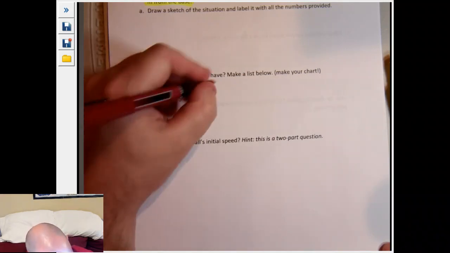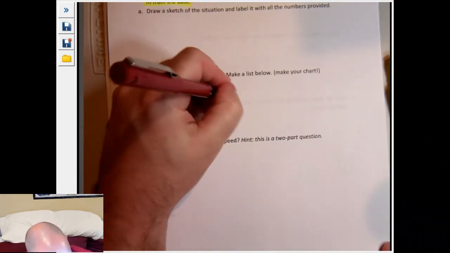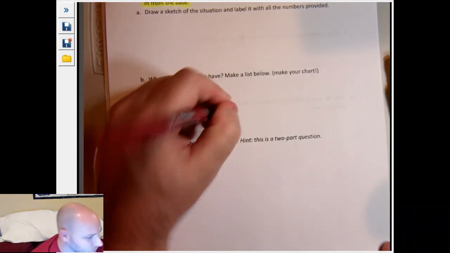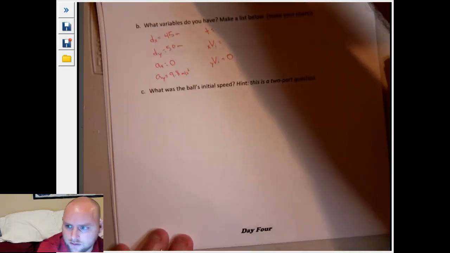Let's see, they don't give us time, but we know it exists. So I'm just going to put t equals. And is that it? Displacement, acceleration, oh, initial velocity. We have initial x velocity. We don't know it, but it exists. And our initial y velocity is 0. Cool. So far so good. Easy money, right? All right, let's go to C.